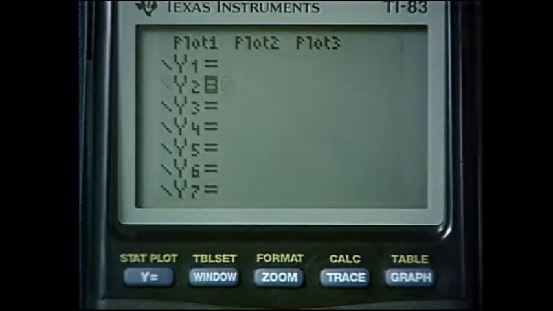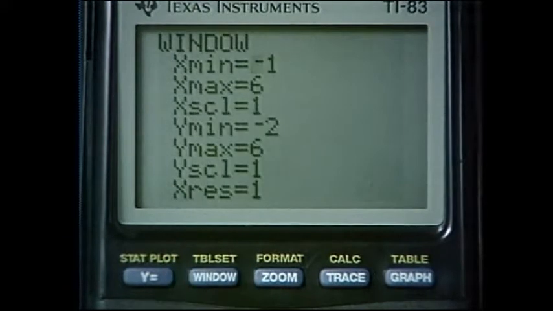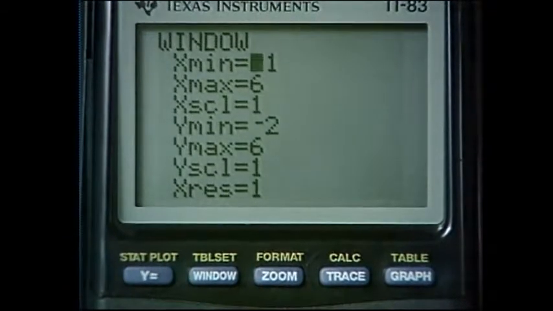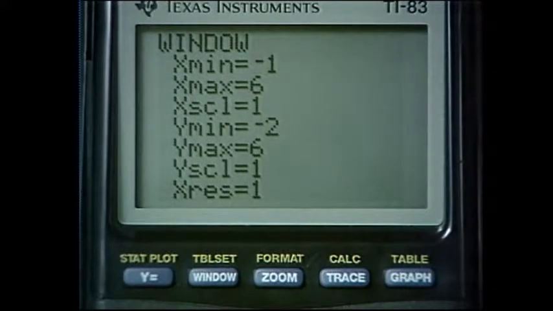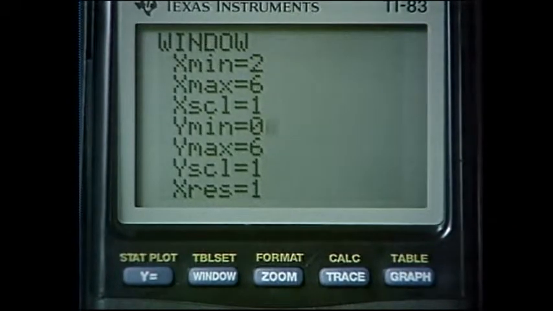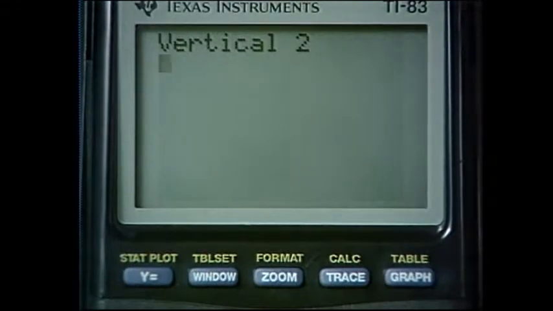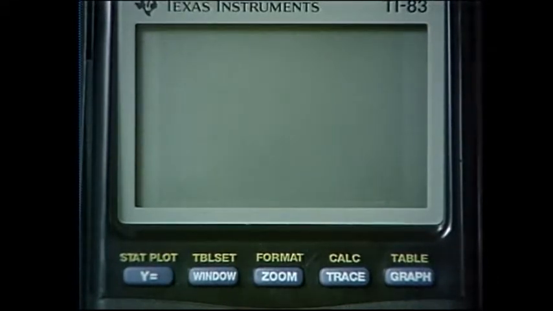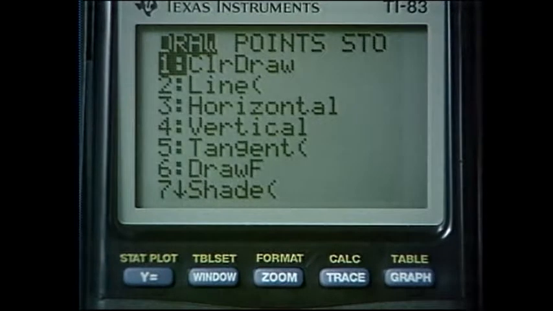Let me take off these two functions. I'm going to just clear these off, and I'm going to make a creative window setting here. I know that I'd like for x to be greater than 2. So I'll set the x minimum at 2. And now I know I want y to be greater than or equal to 0, so I'll set the y minimum at 0. And now I'll press second quit and go to the main menu, and I'll clear out the vertical line of 2, and I would like to enter another draw menu known as shade. So I'll press second draw, and I want the shade item, so I'll press number 7 at the bottom of your screen.